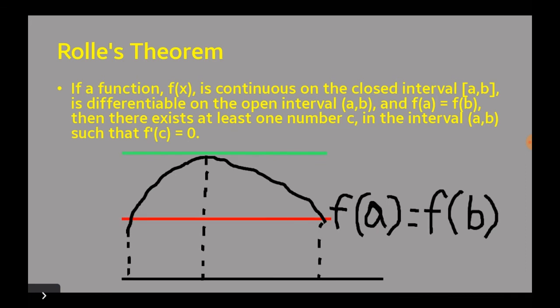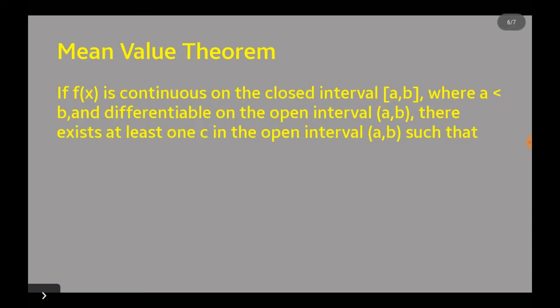So we have identified by calculating, and we sketch the graph like Rolle's function, with the mean value theorem. When we go to the mean value theorem, if f(x) is continuous on the closed interval [a, b] where a is less than b and differentiable on the open interval (a, b), there exists at least one c in the open interval (a, b) such that f derivative at c equals f(b) minus f(a) over b minus a.